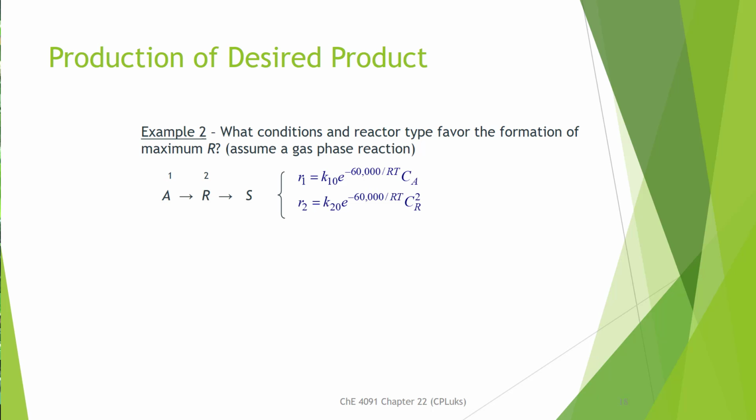Here's another one, A making R making S. Now the activation energies are the same for both of those, so temperature is not going to affect this. And then we have C sub A and C sub R squared. So in this one, we want to do a plug flow reactor. It doesn't matter what our choice of temperature is, and we'd like to minimize the concentration of R, so we would like to remove it or have a low conversion in order to minimize the formation of S.